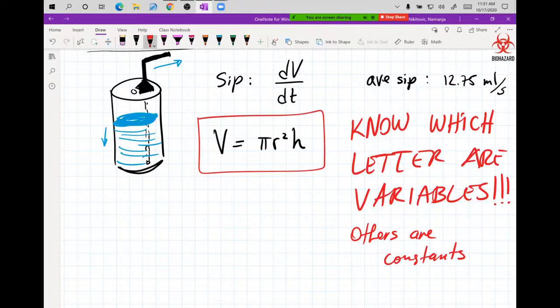This is insanely important, guys. When you start sipping, radius never changes. Because when you sip from the straw, from the soda can, let's say, the can doesn't become smaller in radius. The can stays the same width. The can stays the same height, but the height of the liquid decreases. So what is my variable? The only variable here is height of the liquid.